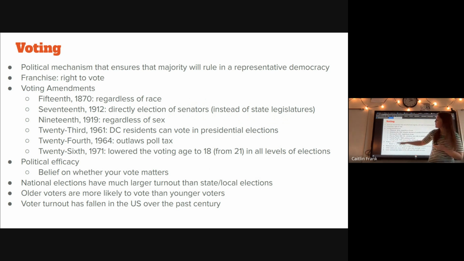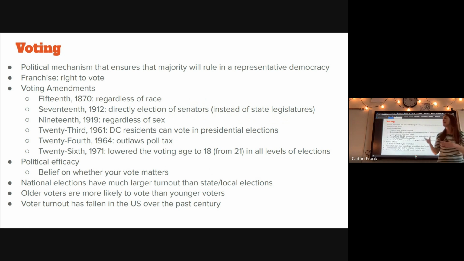A couple terms with voting that I wanted to make sure we went over. Political efficacy is a very important term, especially as we move forward in time. We're noticing less and less people are voting, and a lot of people are saying that's because they have low political efficacy. So political efficacy is how much you think your vote matters.